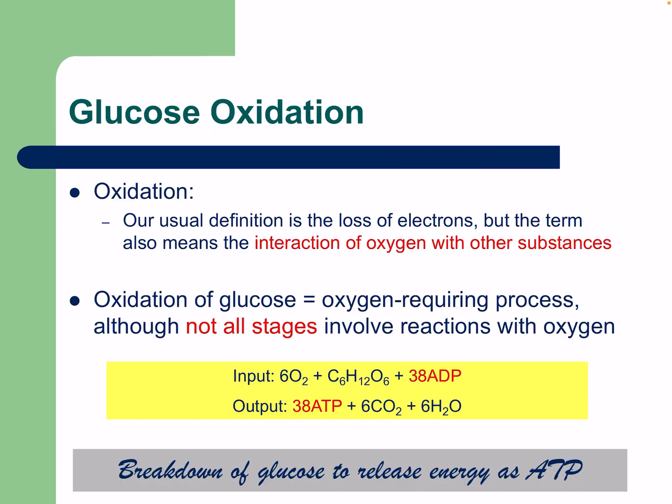So first and foremost, glycolysis is considered glucose oxidation in a sense. Glucose oxidation is the overall process of using glucose and oxidizing it to gain energy. Our usual definition of oxidation is the loss of electrons, as we mentioned, but the term also means interaction with oxygen with other substances. So literally oxidation with oxygen. The oxidation of glucose is an oxygen-requiring process. This is why we need to breathe in oxygen for this energy metabolism to occur, although not all stages involve reaction with oxygen.